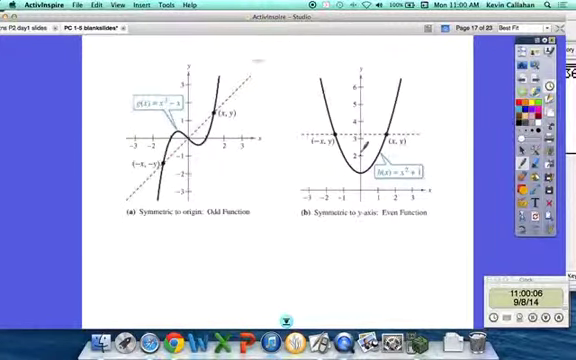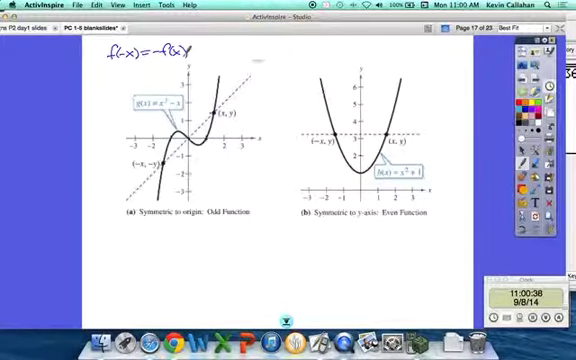That's even, right? This is what we call odd, symmetric with respect to the origin. Again, it's got to go through the origin. And notice for f of x, I get this point, this y value. If I go the same distance to the other side, f of negative x, then I get the opposite of what I got when I did that. That's what f of negative x equals negative f of x means.